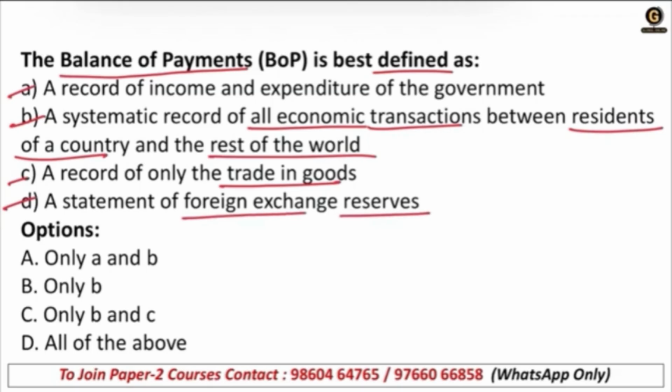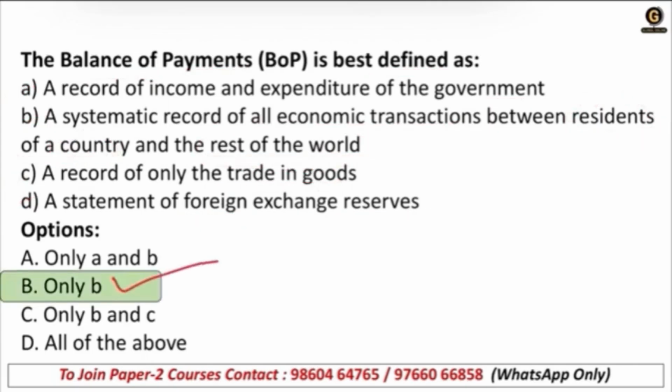So when we talk about the balance of payment, it is not limited to the government, not limited to only trade in goods, or to foreign exchange reserves. It is the transactions between the residents of a country and the rest of the world. Correct? So that is why option B is exactly the correct answer. A, C, and D are limited transactions.